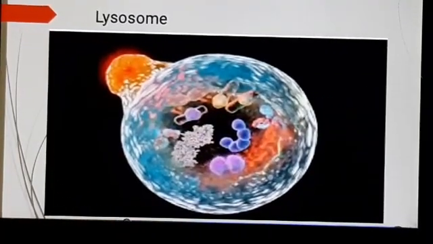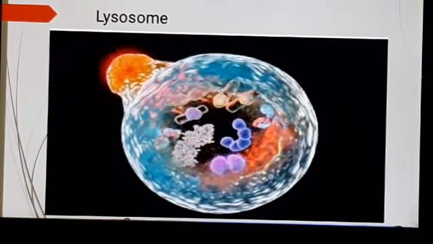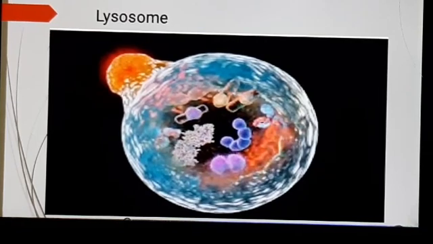The next cell organelle is lysosomes. The important feature of this cell organelle is that these are found only in animal cells. Means lysosomes are found in animal cells only. Lysosomes are formed from the rough endoplasmic reticulum.